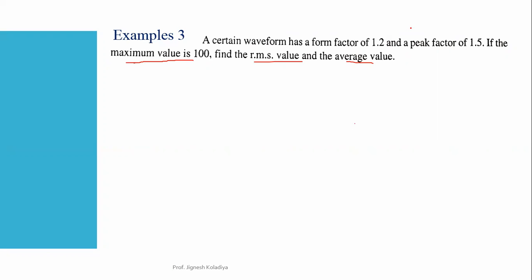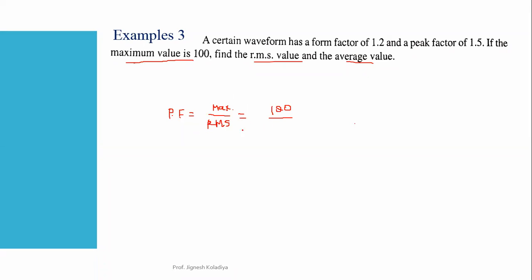Okay, I am getting one answer. RMS is equal to 66.67. First of all, you have to use this relation: peak factor is equal to maximum upon RMS. Maximum value is given as 100, and RMS we have to find.